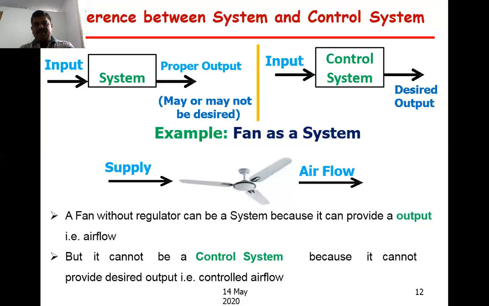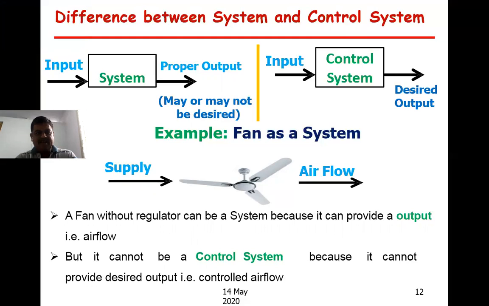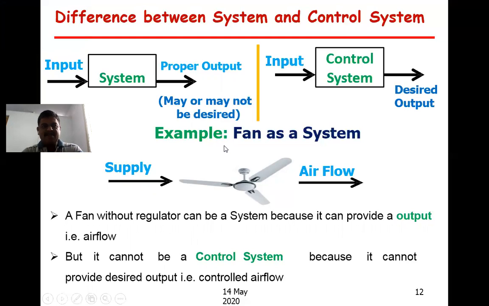What is the difference between a system and a control system? Let us see the basic difference. If you give an input to a system, you will get an output. But in a control system, if you give the input, you will get a desired output. For a system, you don't expect the desired output; it may or may not be.